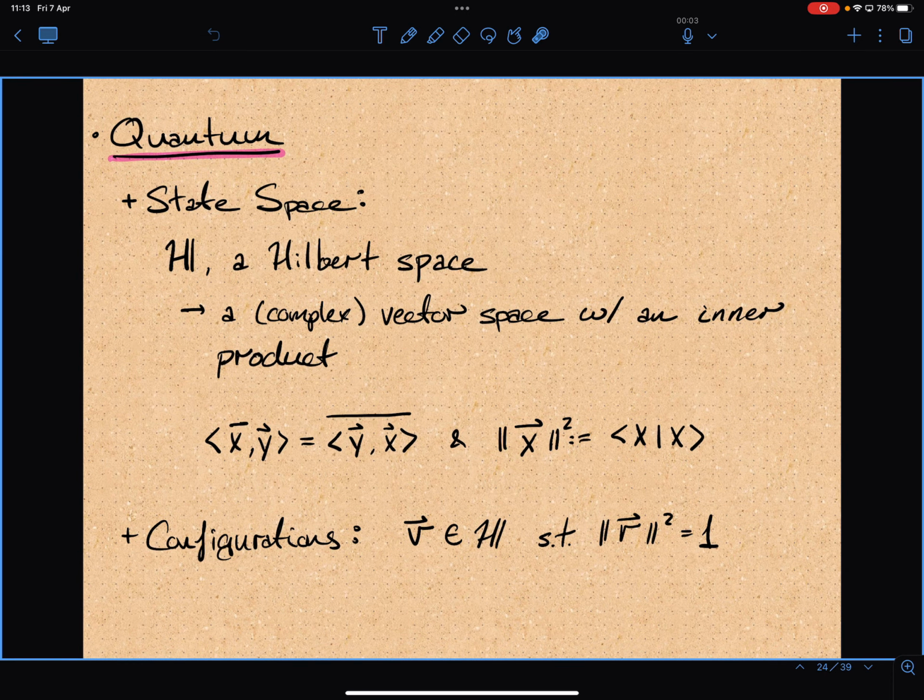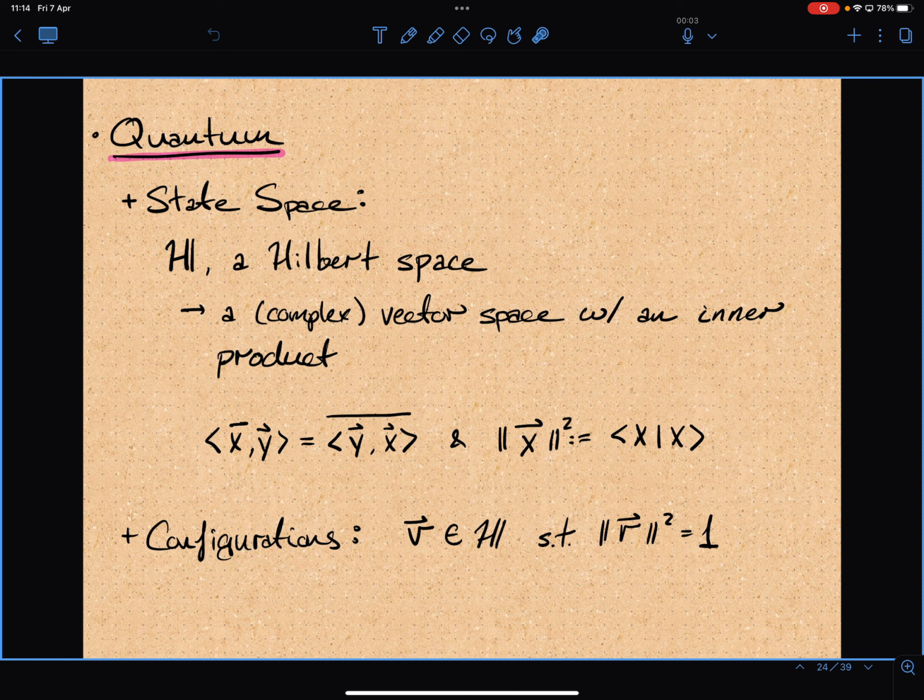Now we get into the state space and configurations for the quantum case. So here, we're moving into linear algebra. The state space here is going to be given by a Hilbert space. This is going to be a complex vector space with an inner product. It's just going to be a vector space, and depending on your system, on the degrees of freedom that you have and the number of configurations, that's going to give you the dimension of the Hilbert space.